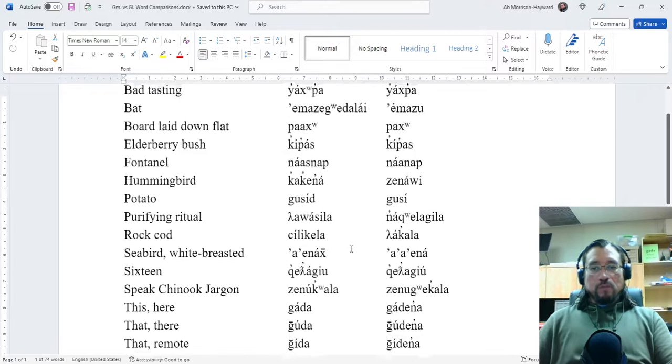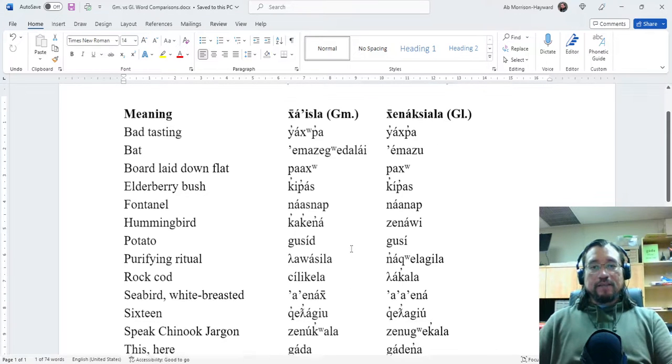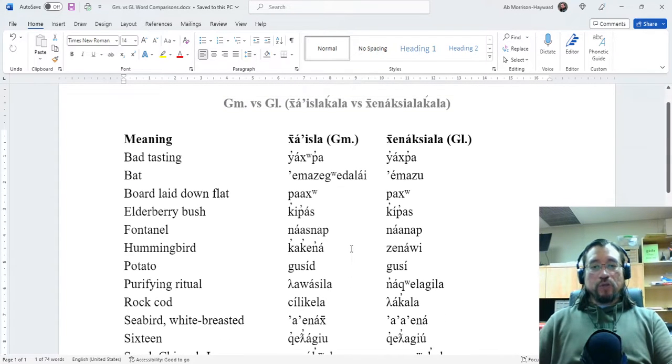But this gives you a basic idea of some of the differences between xaisla, GM, and xenaksiala, GL. So if you've ever looked at any of the dictionaries and you've seen these letters GM and GL and you wondered what they meant, that's what they mean. GM, Gitamat, GL, Gitlope.